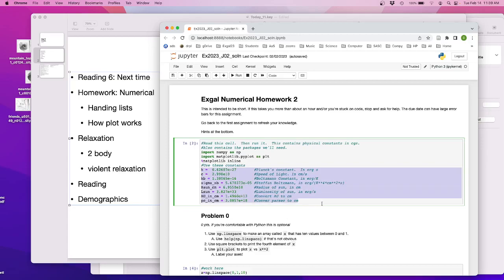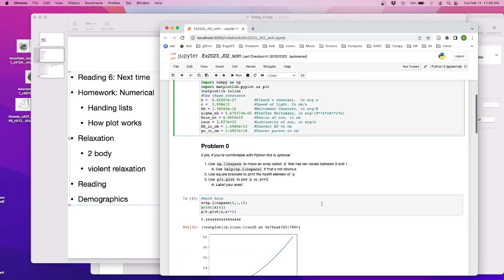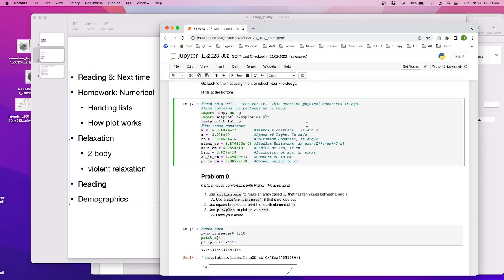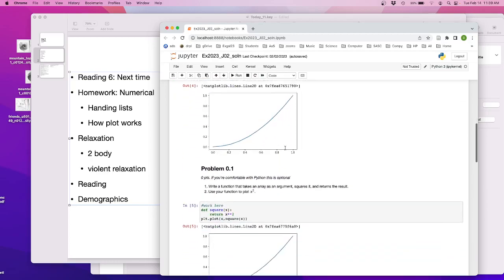And then here's a bunch of numbers in CGS. The reason I put these here is so that you don't have to go look them up in CGS, and that way we're all using the same unit system. It's easier for me to grade if everybody uses the same units. So this batch of stuff, this header, will be on every homework going forward. So it's the same numbers, the same packages. Speed of light doesn't change over the course of this course, so that'll always be the same.